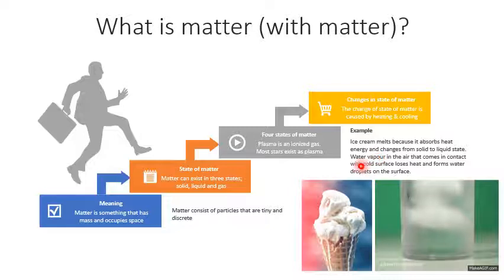So ice cream is an example of changes in state of matter. Ice cream melts because it absorbs heat energy and changes from solid to liquid state. By the process of melting, ice cream changes from solid to liquid. The other example is water vapor in the air that comes in contact with a cold surface, loses heat and forms water droplets on the surface. So the gas in the air changes to water on the glass surface, right?